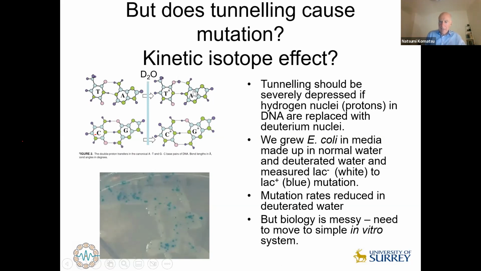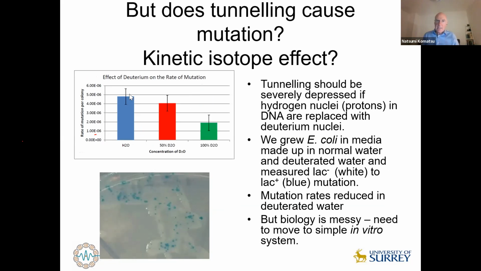And in this experiment with live E. coli cells, what Antonio got was that there was a difference. If we did the experiment in water, it got a mutation rate of just below 10 to the minus 6, but then in 100% D2O, it was 2 times 10 to the minus 6. So it's about half the mutation rate.